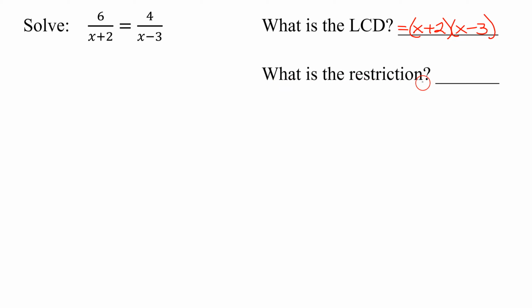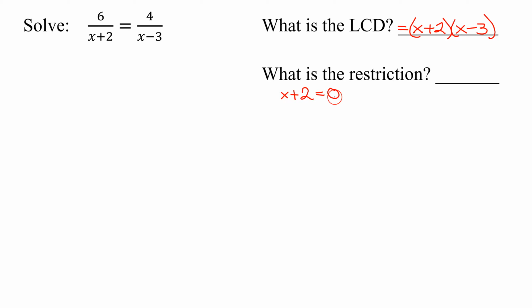Now we have to figure out, are there any restrictions on the values that x can take on in this problem? Well, when you have x in the denominator, you know x cannot take on values that make the denominator 0. So one way to find our restrictions is you take each denominator and set them equal to 0.